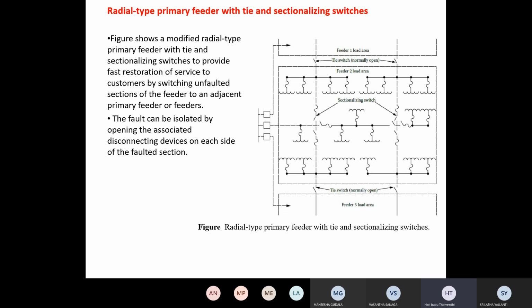So this is the radial type primary feeder with the tie and sectionalized switches. It is not exactly economical, since so many switches are used, that's why cost-wise it is more. But we have to provide continuity of power supply, and it provides more reliability compared to the radial primary feeder. But cost-wise it is more, that's why we go for another one.